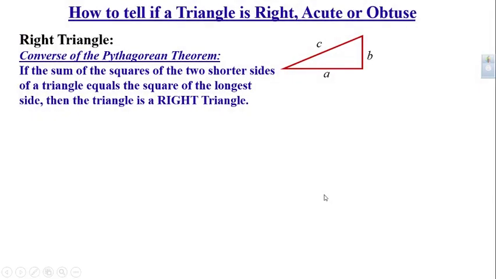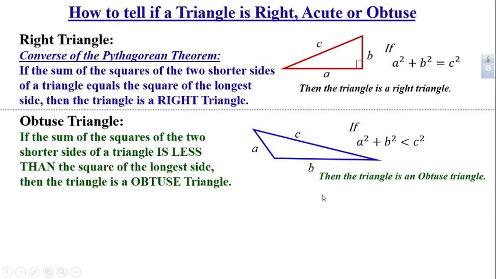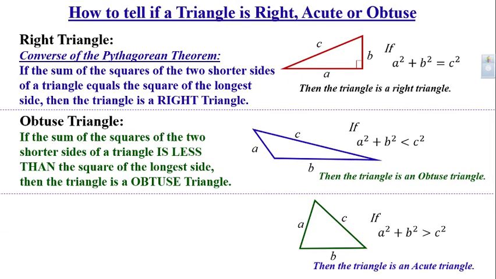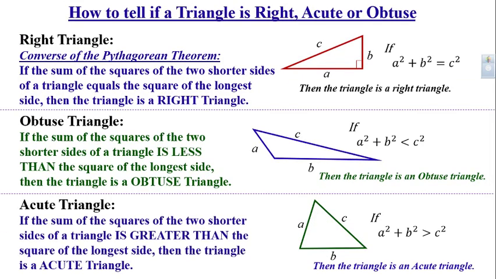And now let's talk about the acute triangle, which you have seen, and you can easily guess that in an acute triangle, it's like we took the longer side and made it smaller. So that means a squared plus b squared is now going to be bigger than c squared. So if the sum of the squares of the two shortest sides is greater than the square of the longest side, then you're talking about an acute triangle.